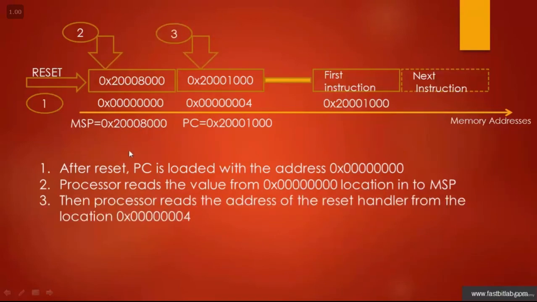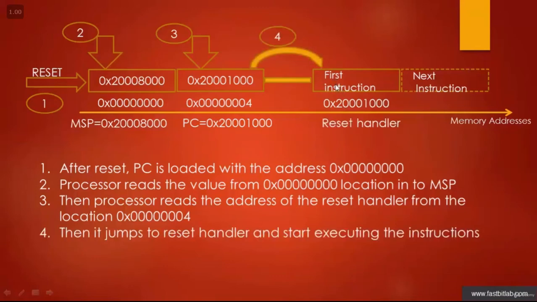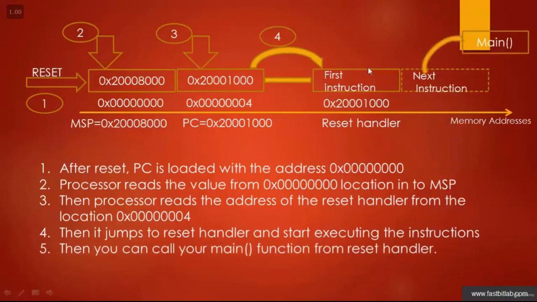Next, the processor reads the address of the reset handler from location 04. Let's say 04 contains this value, so this value came to PC. This is the address of the reset handler. Let's say the reset handler is implemented here, so this is the first instruction of the reset handler. The processor jumps to this address, which happens to be the address of the reset handler, and executes the first instruction. Then you can call your main function from the reset handler, and that's how control reaches main.